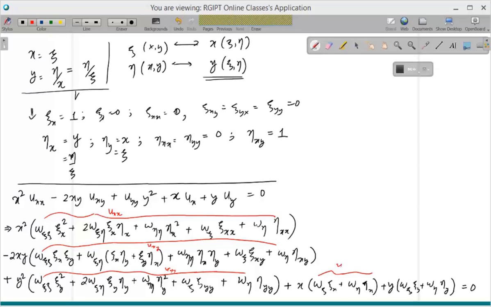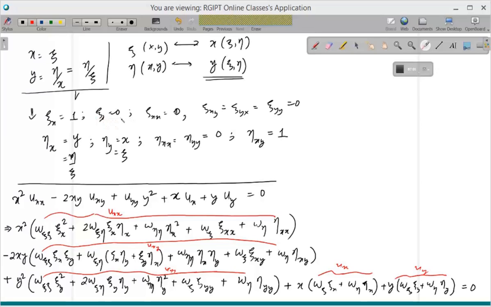And this is ux, this is uy. Okay. All right, and now we already have obtained these expressions for eta x, eta y, eta xx, eta xy, etc. Plug these in. So, for example, eta x square is 1. Okay, what are zeros here?